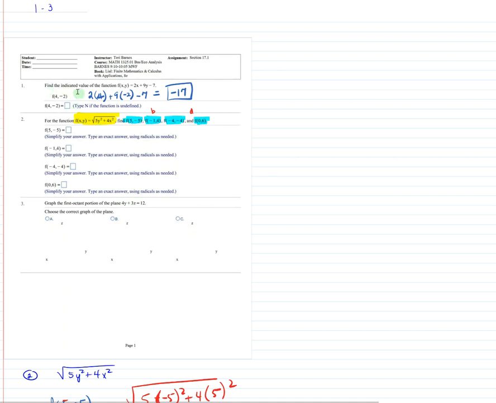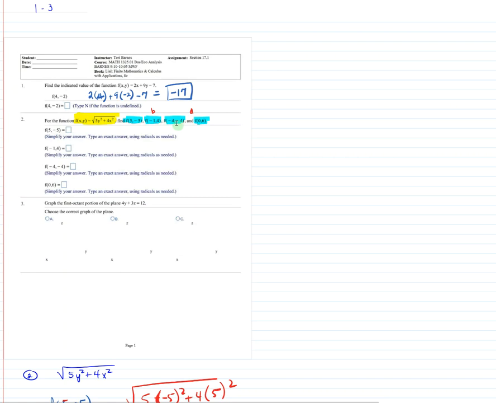Number 1, find the indicated value of the function f(x, y) equals 2x plus 9y minus 7. Find f(4, -2). So we're just plugging in 4 for x and negative 2 for y. And we do that calculation, we get negative 17. That's pretty simple. For number 2, our function is the square root of 5y squared plus 4x squared.